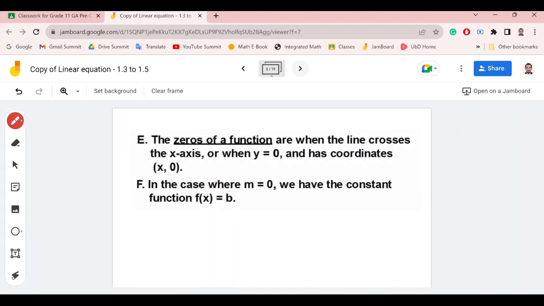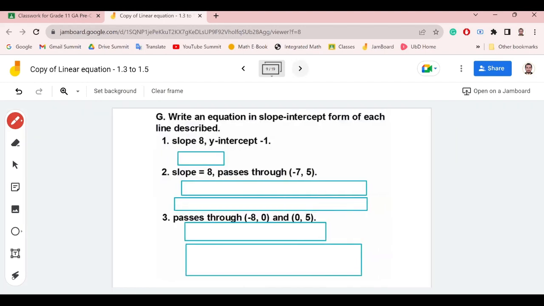Okay. Next one here. As you can see, the zeros of the function are where the line crosses the x-axis, or when y equals 0. In the case where the slope is 0, we have the constant, f of x equals b. Then here we have: write an equation in slope intercept form of each line described. The first one is slope 8, y-intercept 1.